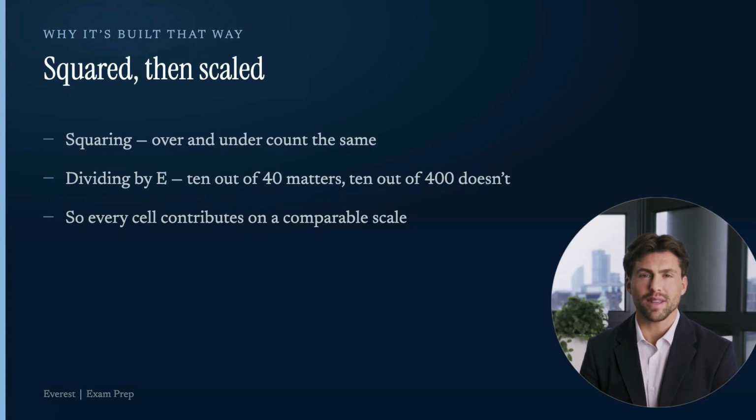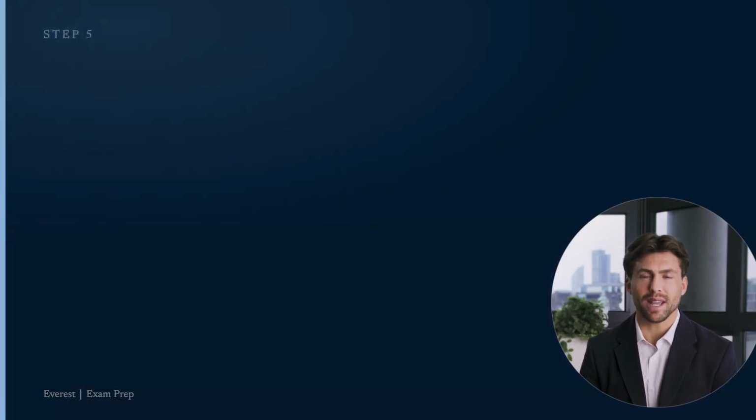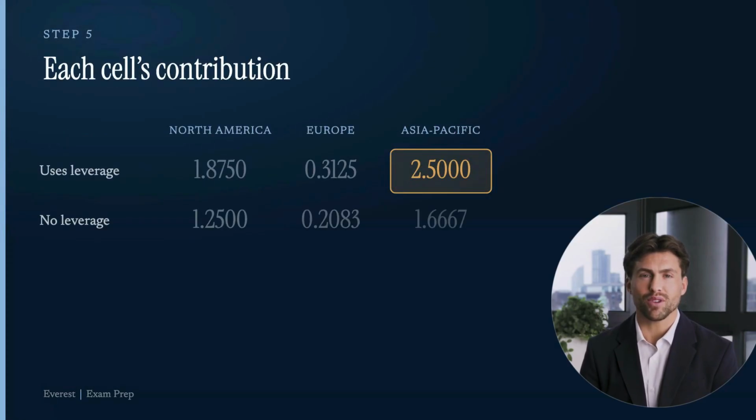The squaring means a shortfall and an overshoot count the same. A cell 10 under contributes exactly what a cell 10 over does, and dividing by the expected count makes it fair. Being 10 out when you expected 40 is a serious miss. Being 10 out when you expected 400 is nothing. Here's every cell's contribution. Asia Pacific leverage is the largest at 2.5.